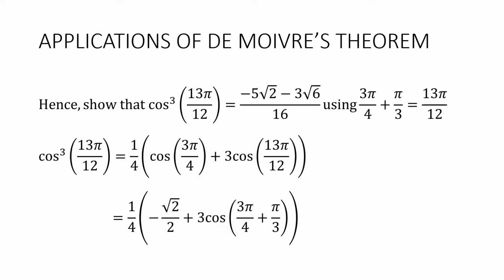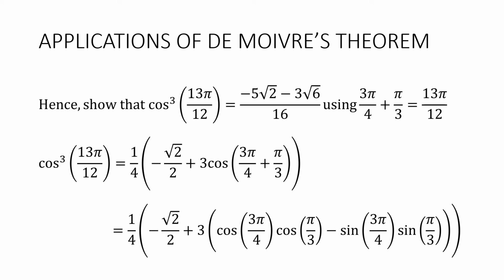All right. So let's make that substitution. See that there? Now, instead of the 13 pi on 12, because I don't know what that is as an exact value, I'm going to use this hint they've given me. 13 pi on 12 is 3 pi on 4 plus pi on 3, and that's going in here. Okay?